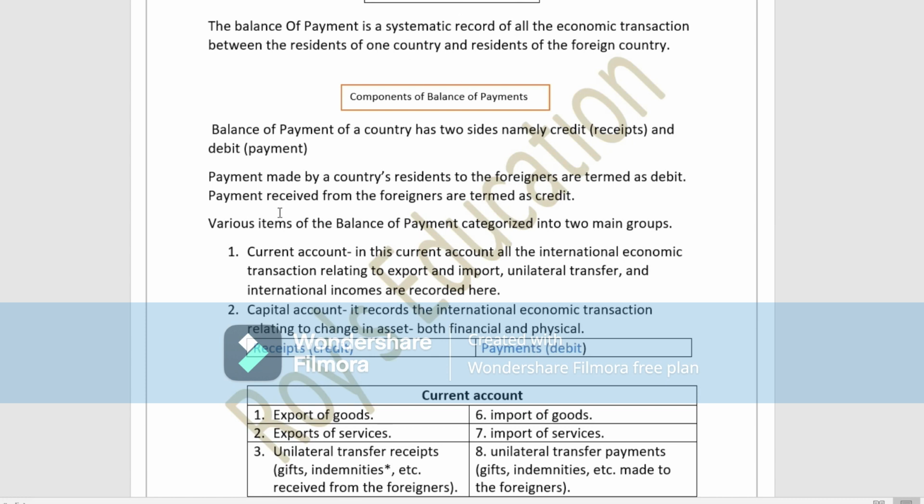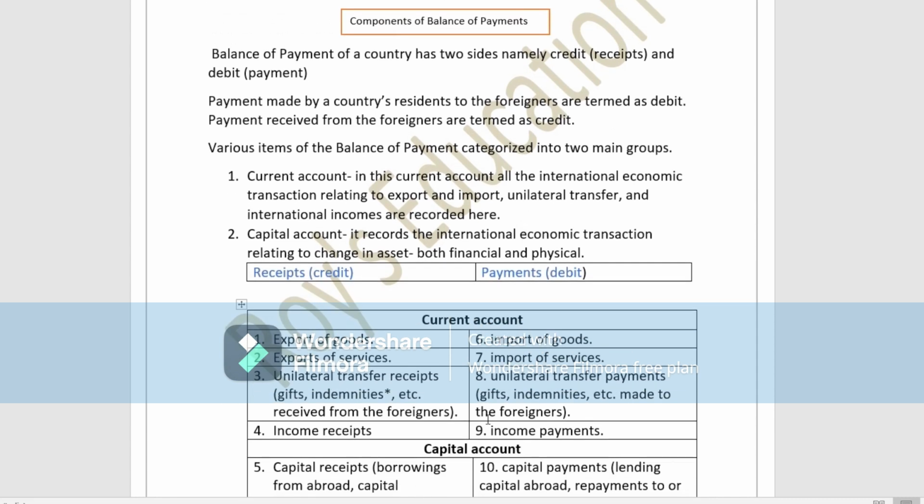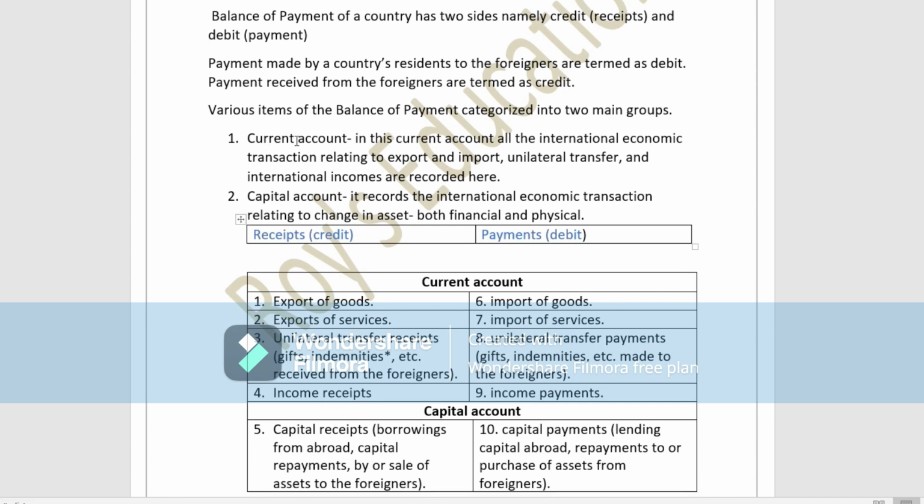Now, there are various items of the balance of payment categorized in two groups. So, I have made two columns here. One is the current account. What is this current account? The current account is the international economic transactions relating to export and import. Unilateral transfers and international incomes are recorded here. This is the current account.